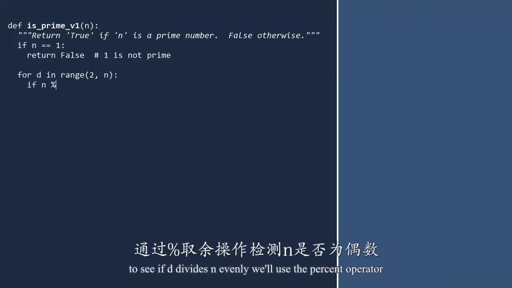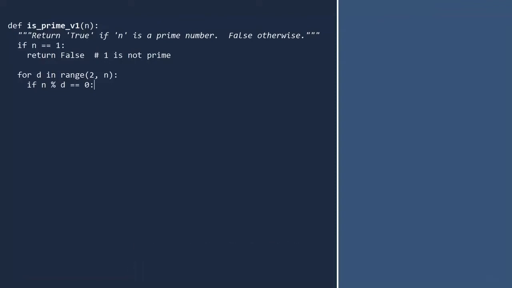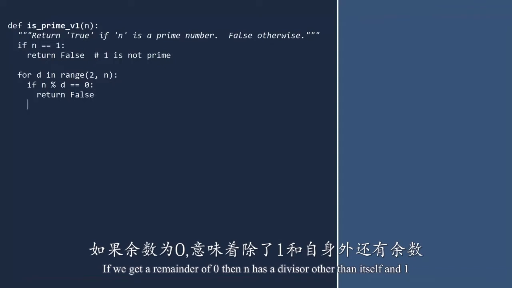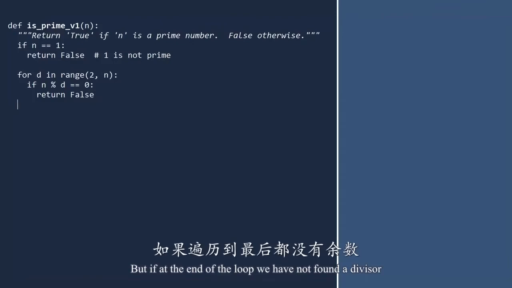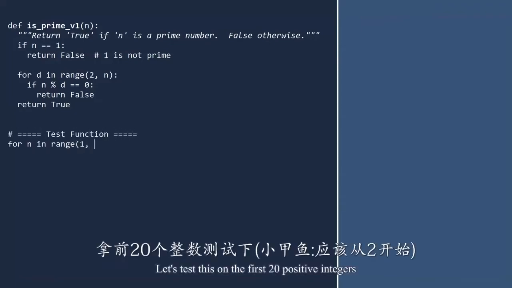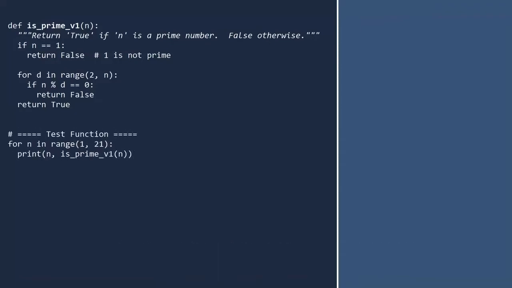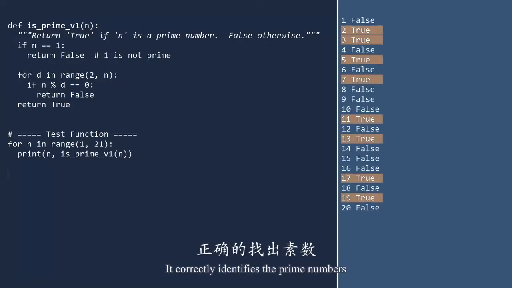To see if d divides n evenly, we'll use the percent operator. This gives you the remainder when you divide n by d. If we get a remainder of 0, then n has a divisor other than itself and 1, so it is not prime. But if at the end of the loop we have not found a divisor, then n must be prime, so return true. Let's test this on the first 20 positive integers. Our function works. It correctly identifies the prime numbers.